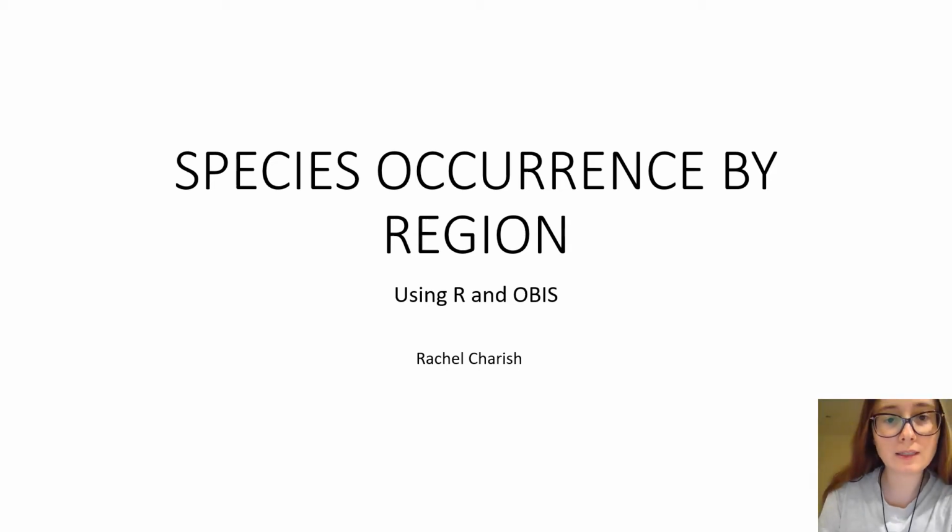Hi everyone. Today I'm going to talk about how we can find records for species occurrence using R from OBIS. And OBIS is a marine biodiversity database. So if we want to get these records in R, the first thing that we need to do is to install and load the required packages in R.